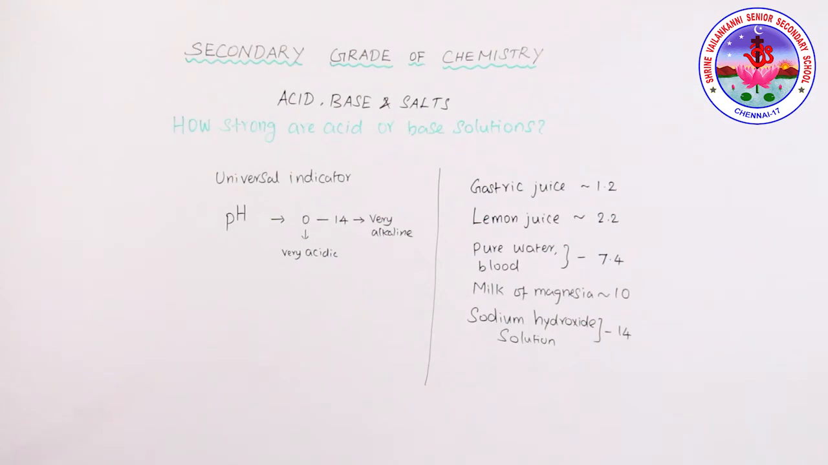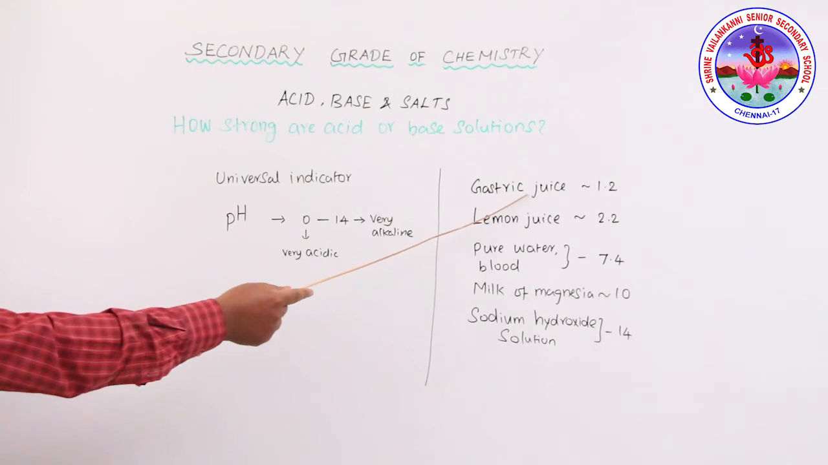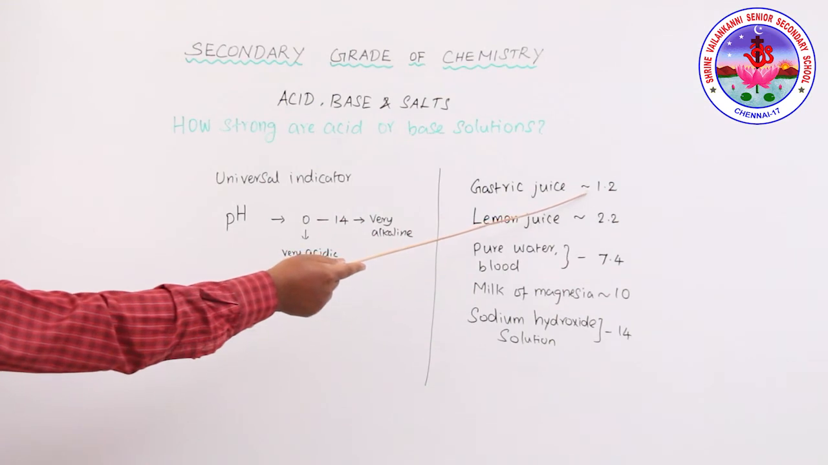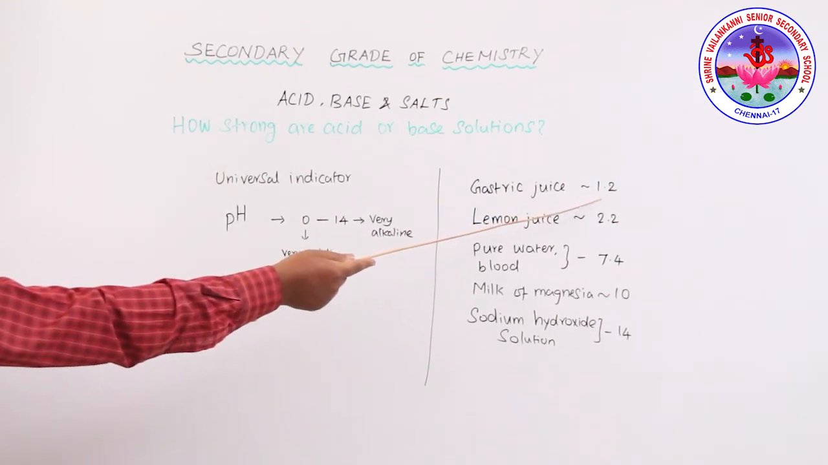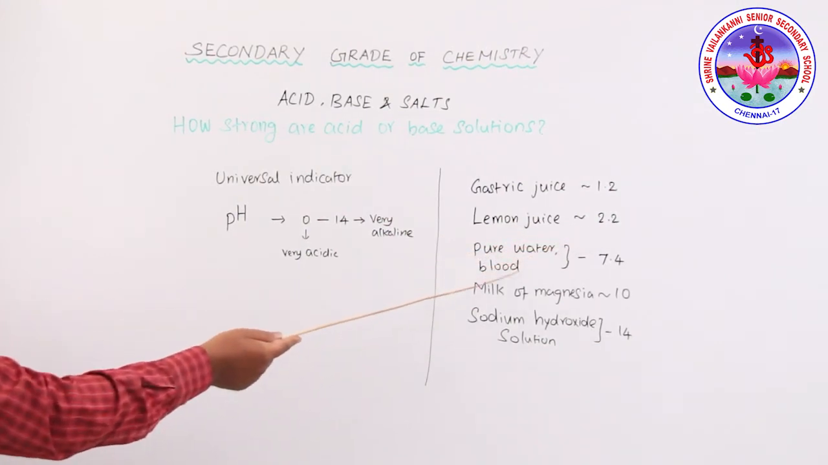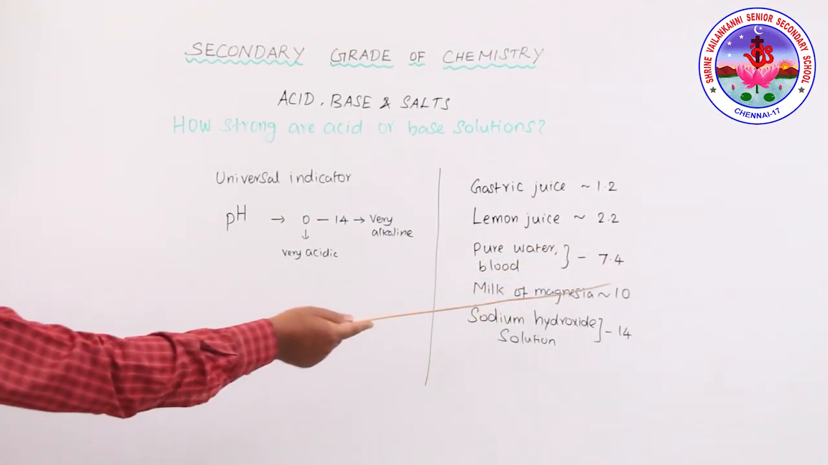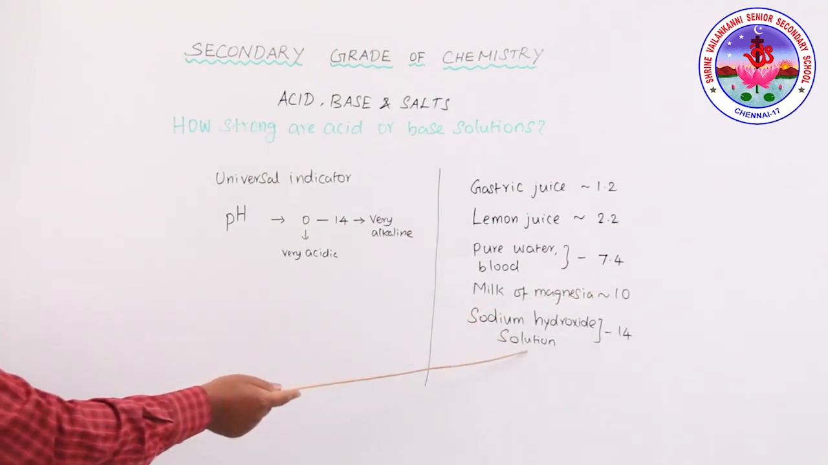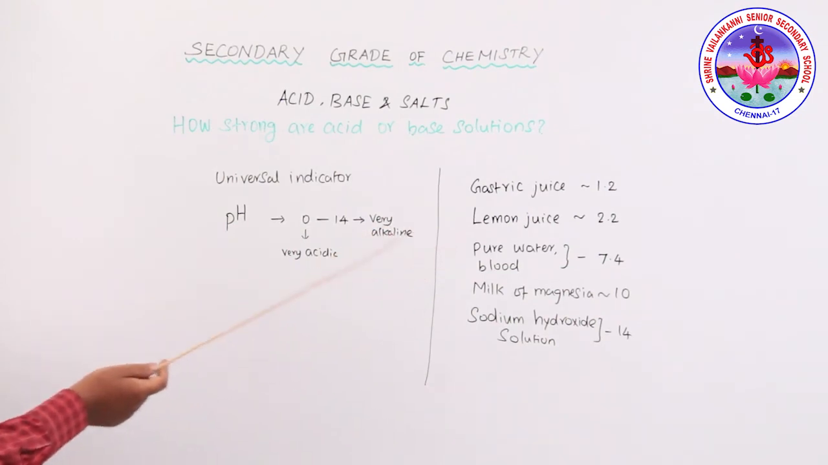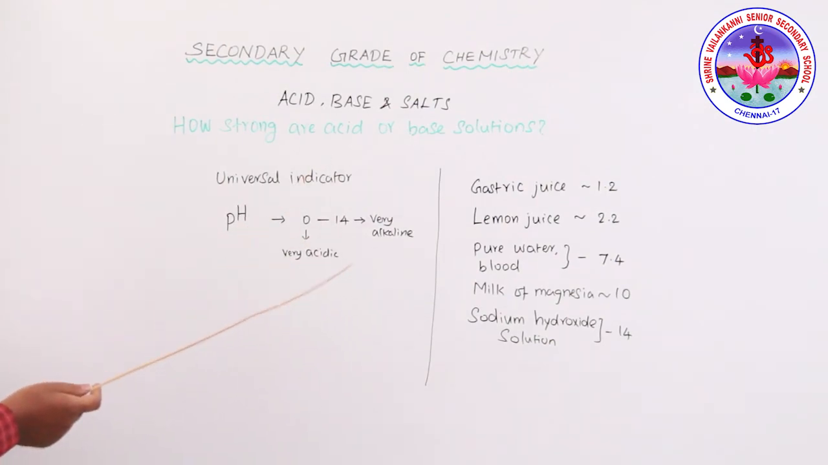Next, see the different pH values of some substances. Gastric juice is acidic in nature, with a pH value of approximately 1.2. Lemon juice has 2.2. Pure water and blood have 7.4, milk of magnesia has a pH value of 10, and sodium hydroxide solution has a pH value of 14. Here, the strength of the acid and base depends on the number of H+ ions and hydroxide ions produced.